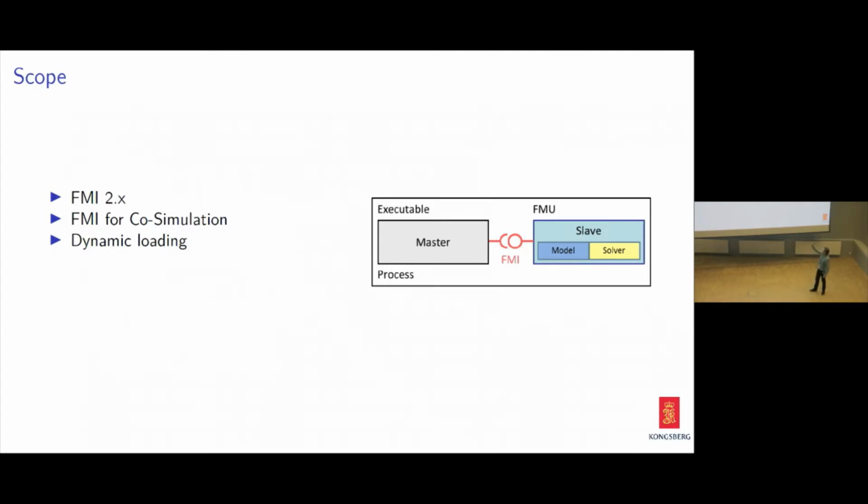We'll also limit ourselves to FMUs that are loaded dynamically. That is, they are shared as shared libraries. There are FMUs that are shared as source that you can compile into your applications, but we'll not talk about those.